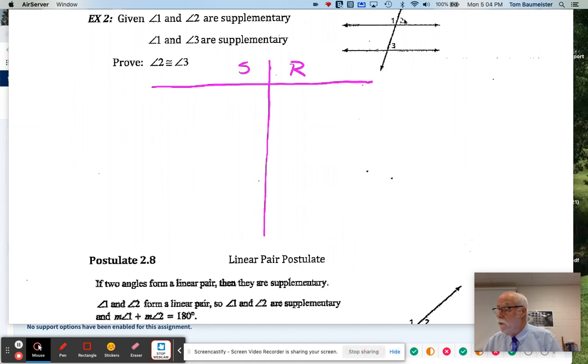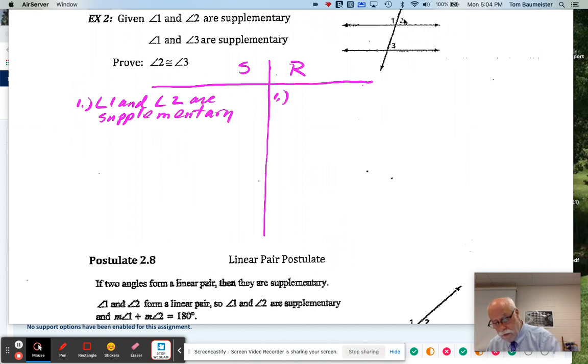And let's see, we are going to go ahead and state, now remember, you can do both of the givens at any time. A lot of times it makes sense to kind of go in order and then you can see it. So angle 1 and angle 2 are supplementary. I better write the whole thing for it. And the reason for that is given.